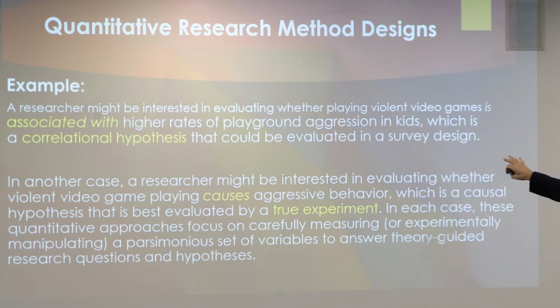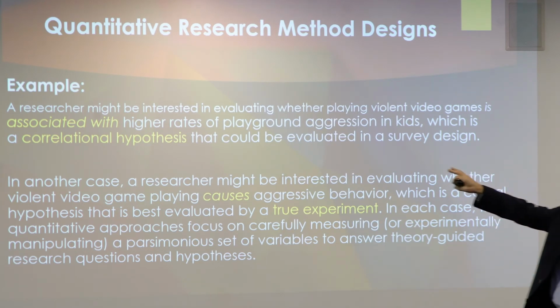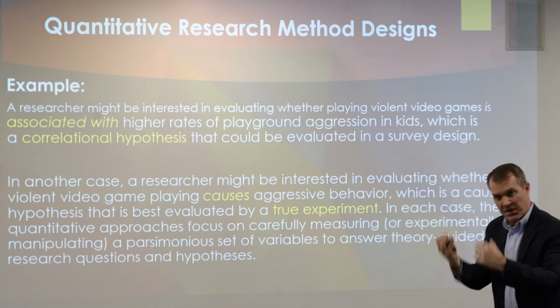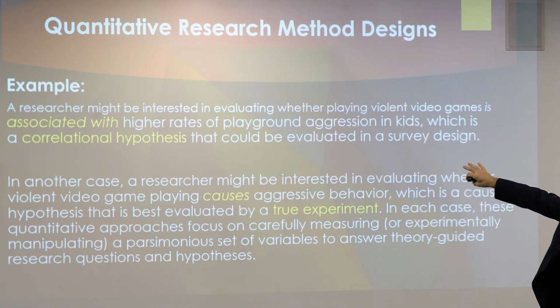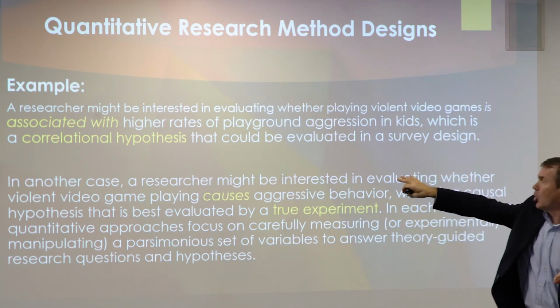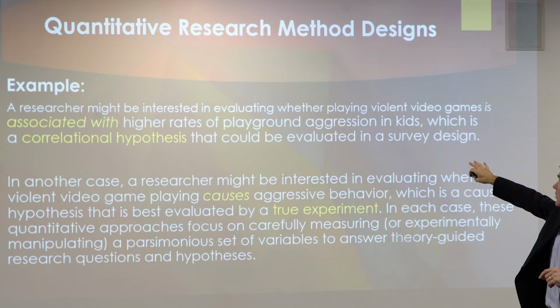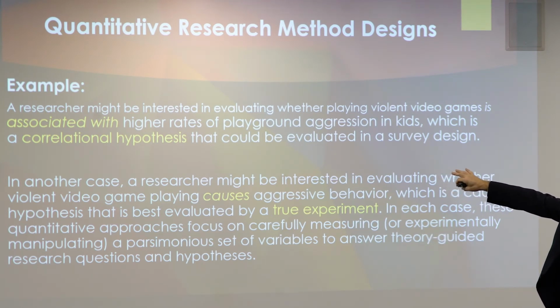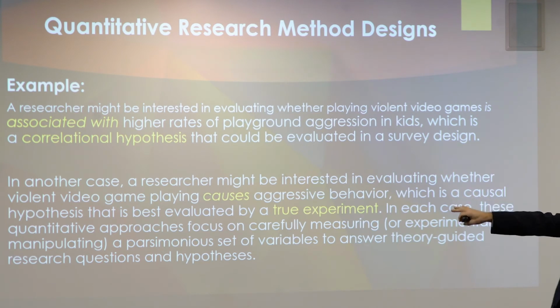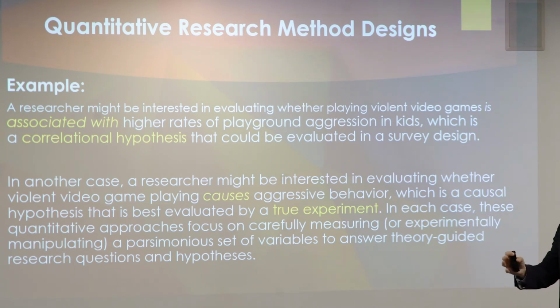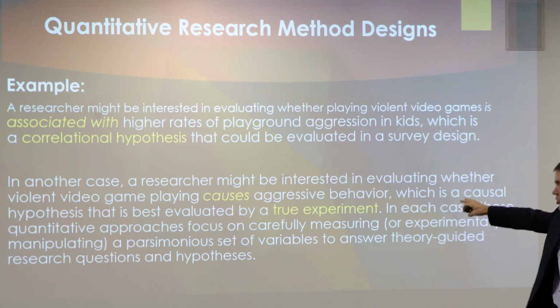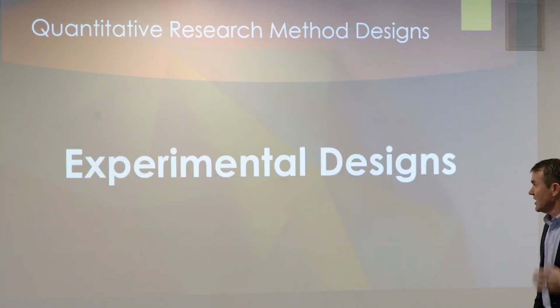The researcher might be interested in evaluating whether playing violent video games is associated with higher rates of playground aggression in kids, which is a correlational hypothesis. In other words, video games are associated with higher rates of playground aggression, and that could be evaluated in a survey design. In another case, a researcher might be interested in evaluating whether violent video games cause the aggressive behavior, and that hypothesis would best be evaluated as a true experiment. So correlation is whether it's related, while a true experiment asks whether it's the cause.